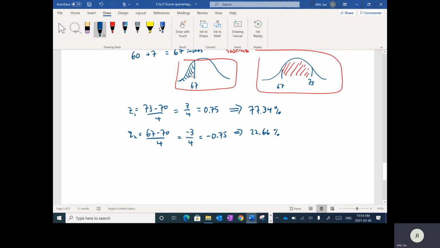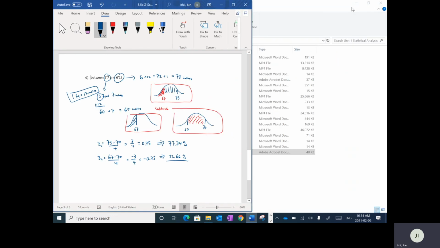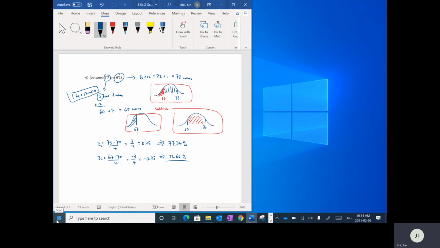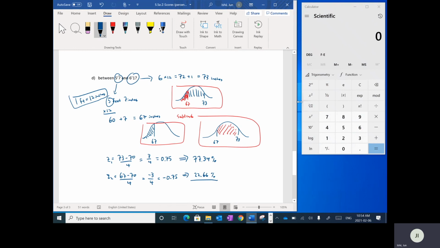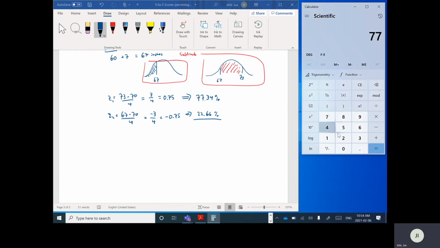So this is the percentage of the population that's lower than 67 inches. Now what I want to do is find the section in between, so I'm going to subtract these two. Let's pull out a calculator here. So again, 77.34 minus 22.66. What's left over? 54.68%. Okay, so that would be our answer.